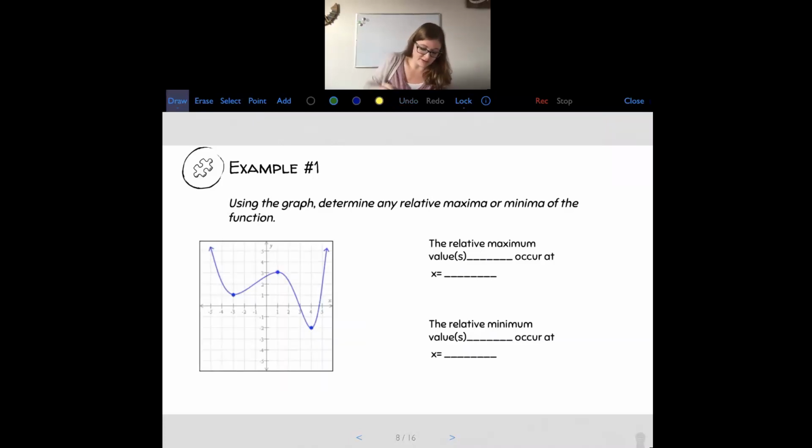Next example, this should say example 2. Using the graph, determine any relative maxima or minima of the function. So first it's asking for relative maximum. So there's only 1. The value here is 3, and it occurs when x is 1. Okay. The relative minimum, in this case it's minima, plural of minimum, because there's 2. We have 1, 2. So the values here are 1 and -2, and that occurs, so 1 happens when x is -3, and the value of -2 happens when x is 4. So in this case, there are 2 relative minima.